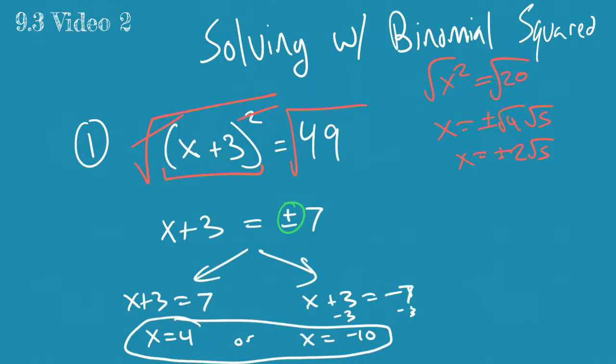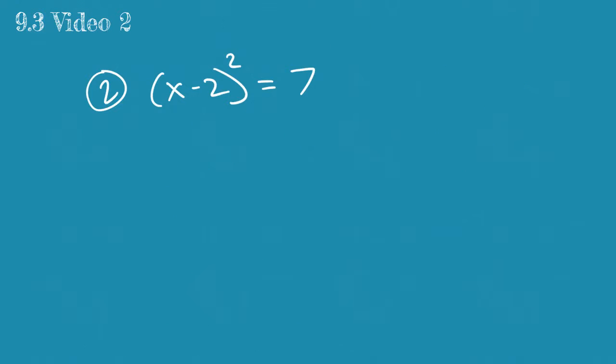So when we have the binomial squared, a parentheses squared, we're going to end up having to use plus or minus and then split up into two equations most of the time. So let's try another one. Number 2.